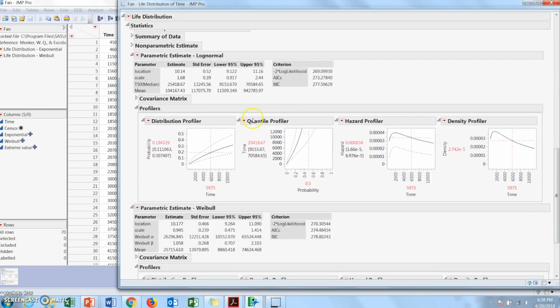And an important one to look at is your profilers down here. You get 4 different types of ones. So the distribution profiler shows cumulative failure probability as a function of time. Your quantile profiler shows failure time as a function of cumulative probability. And then your hazard shows the hazard rate as a function of time. And finally, the density profiler shows the density for the distribution. But as I mentioned in the slide, looking at this quantile profiler, you can see that there's a 0.5 or 5% probability that the engine fans will fail at this hour, which is something important probably to look at.